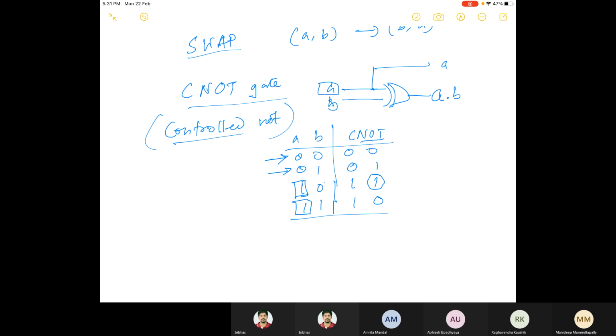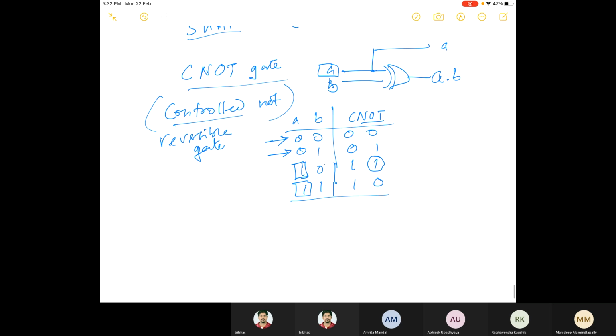Now you can see that this is a reversible gate. From the output you can say what the input is, because you have 4 different outputs for 4 different inputs. So this is also an example of a reversible gate. But again, the question will be whether it is a universal gate or not. And there are other gates, but those gates will need more bits.